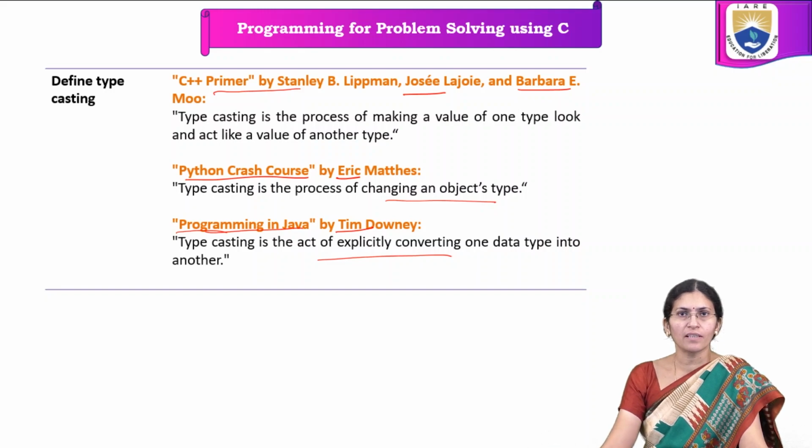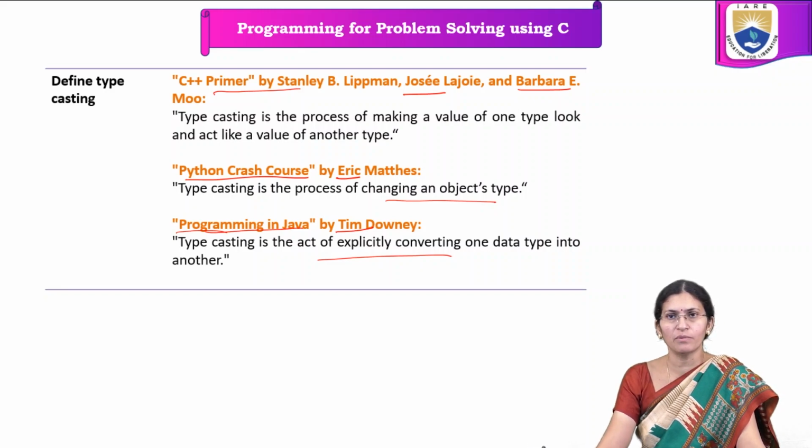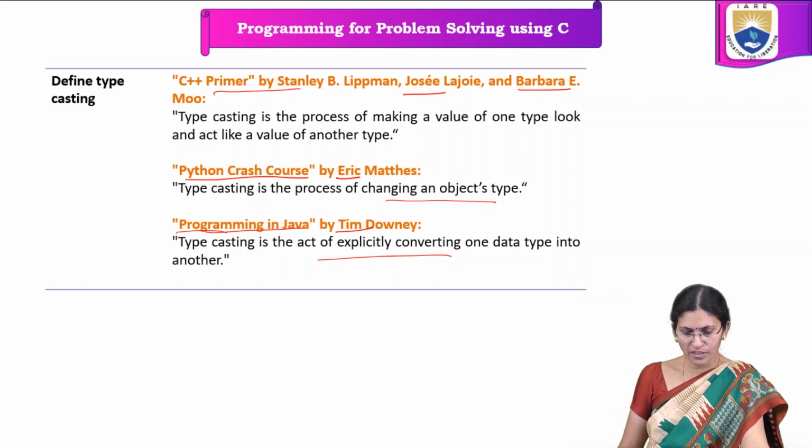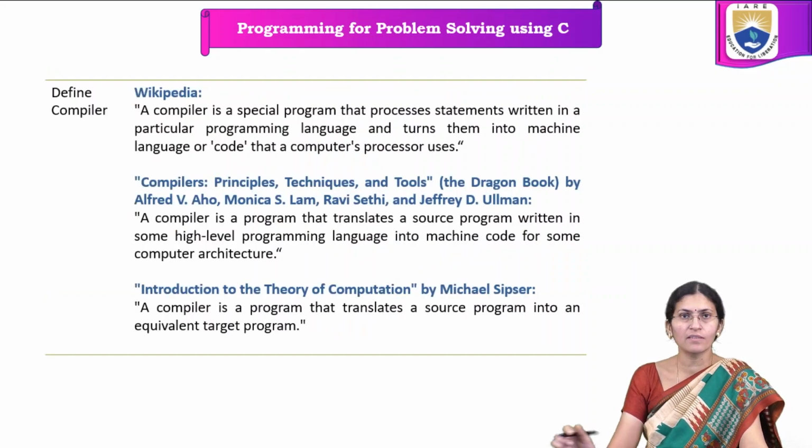From these different definitions, we can summarize that typecasting is an explicit way of converting the variable data type from one type to another one. So explicit conversion of data type is known as typecasting. Next definition we are going to see is compiler.